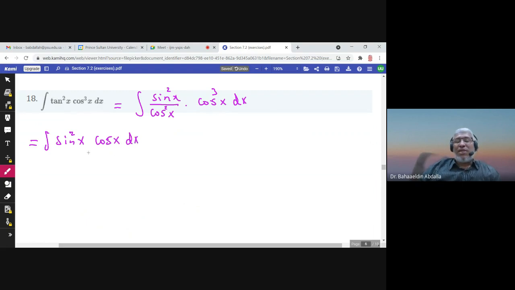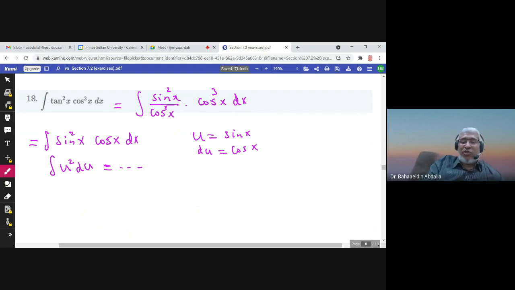Well, this is easy, okay, because you just take u as sine, and du would be cosine. So it would be u squared du, and you just continue and find the integral. Of course, you can say the power of cosine is odd, so you take u equals sine, or you see it immediately that it's easy to solve it by substitution.